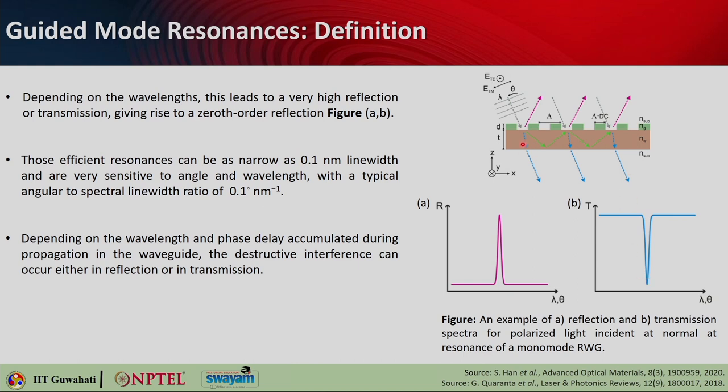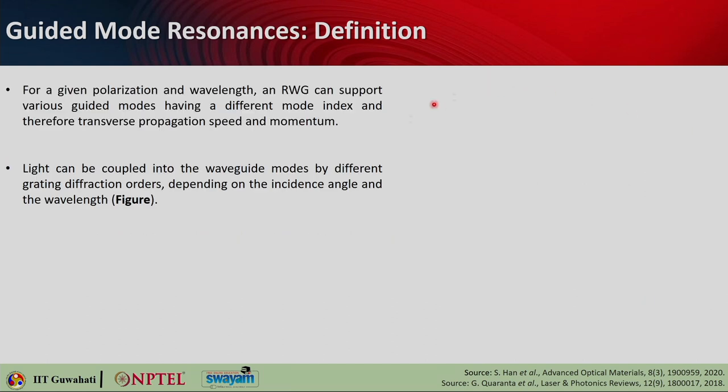So, you can actually design this particular phase delay, and that is accumulated along the propagation of the waveguide. So, the length of this device also plays an important role. Now, for a given polarization and wavelength, an RWG can support various guided modes, as you can understand, having different mode index, and therefore transverse polarization, different transverse propagation speed and momentum.